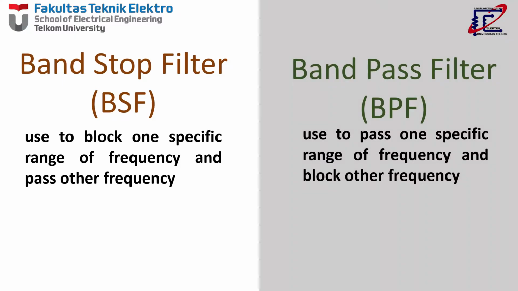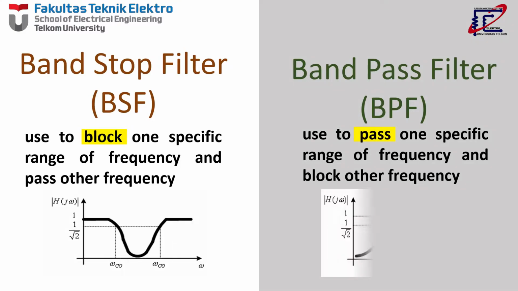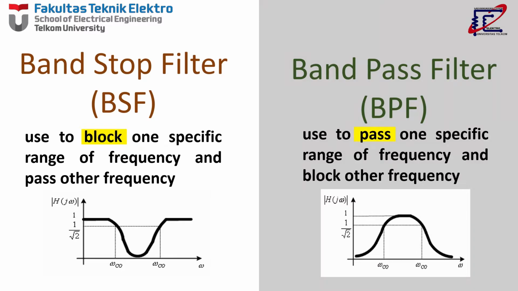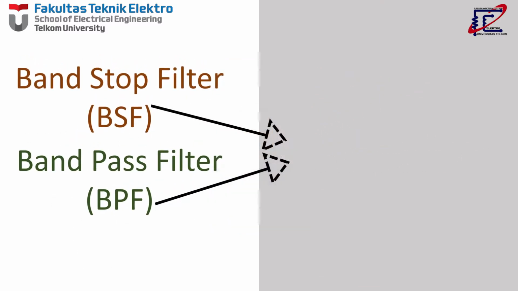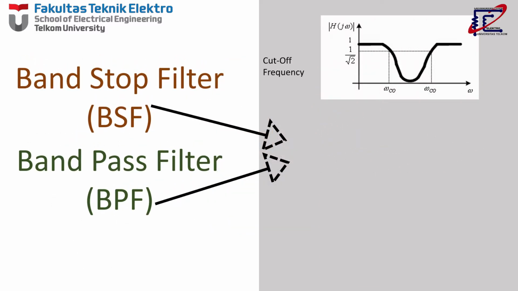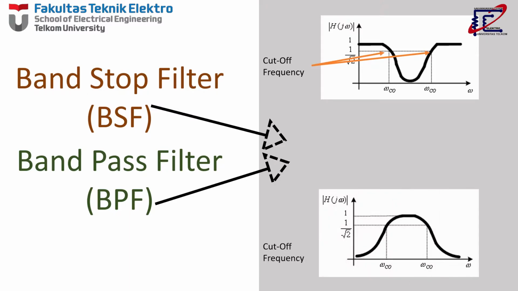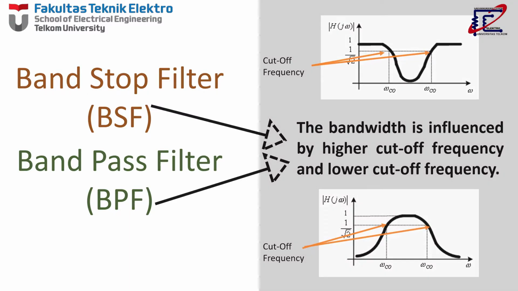Band-stop filter is used to block a specific range of frequency and pass the other frequencies. Meanwhile, band-pass filter is used to pass a specific range of frequency and block the other frequencies. The bandwidth of band-pass filter and band-stop filter is influenced by a higher cutoff frequency and a lower cutoff frequency.